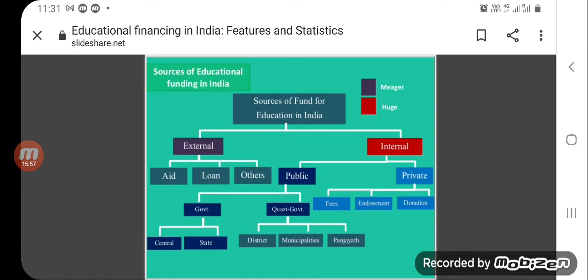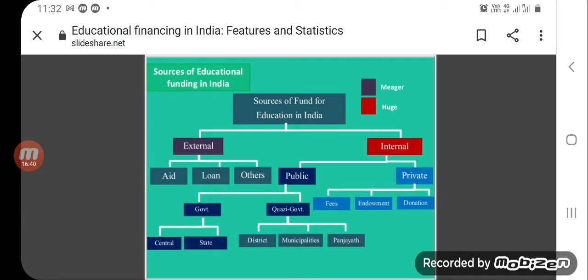Then look at the private sources. You can see fees collected from the students, then endowments, donation. Nowadays, management committees or administrative committees are collecting donation from teachers when giving them appointments for different posts in their educational institutions. Then sometimes some people may be providing some endowment for some students who have got some great merit or some brilliant talent. Then fees from the students. So these are the different sources of educational funding in India.